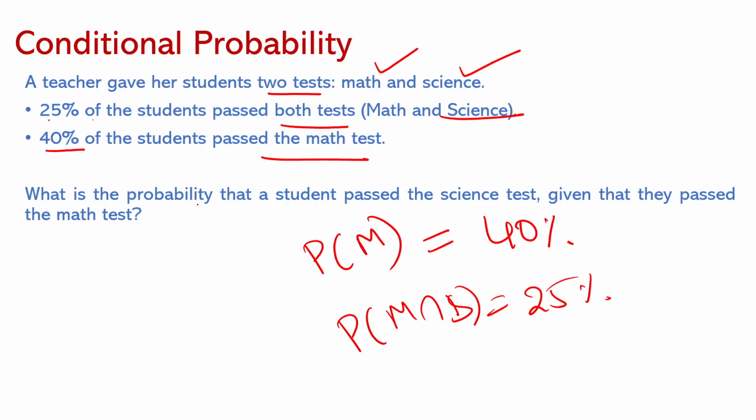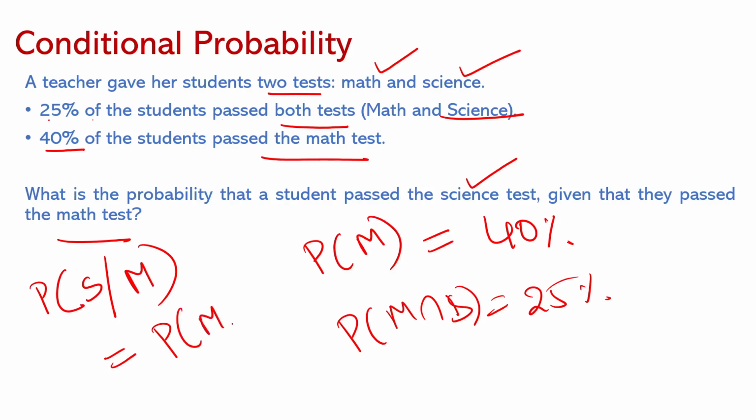What is the probability that the student passed in the science subject given they have already passed the math subject? It is as simple as that. You are trying to find the probability of science given that math has already happened. So what is the formula here? P of M intersection S by P of M. We want to find the probability that the students passed the science test given they have already passed the mathematics test.